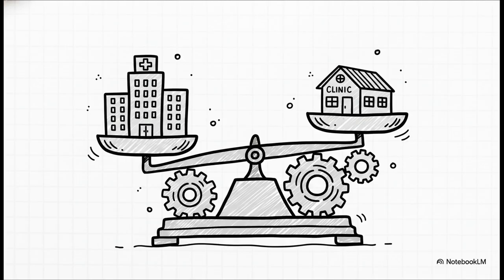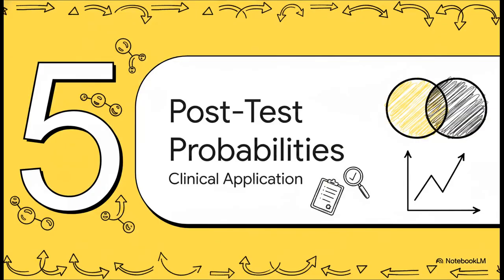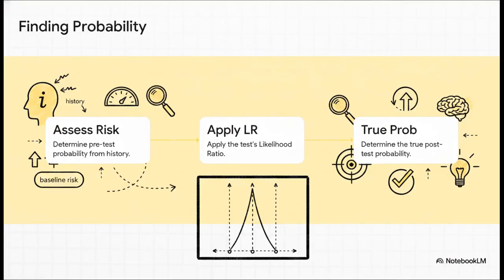Moving on to Part 5, shifting post-test probabilities, the clinical application. Okay, so how do we actually use this stuff in the real world? Well, likelihood ratios are used to convert a patient's pretest probability of having a disease directly into a post-test probability after the result is obtained. This is a process frequently visualized using a Fagan nomogram. You assess the baseline risk, apply the likelihood ratio, and boom, you get your true post-test probability.